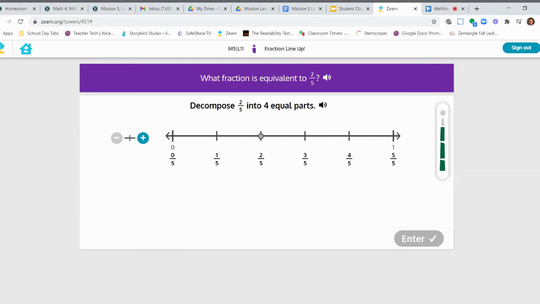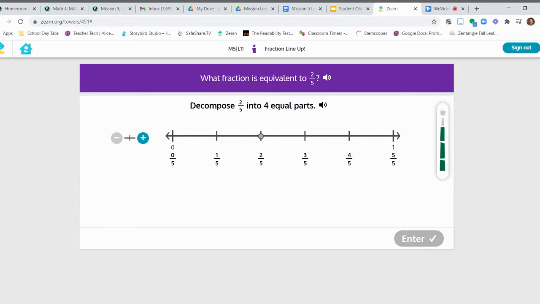Now, we have been using area models, but today we're going to transition into using a number line instead of an area model to represent our fractions. So you can see here I have a number line, and I have it divided up into fifths because we're dealing in 2/5. So there's 1/5, 2/5, 3/5, 4/5, 5/5.